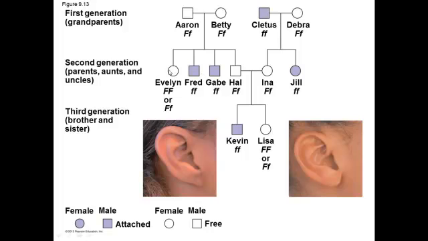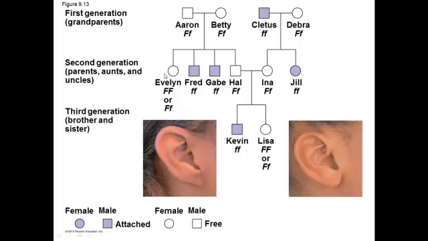Okay, now we're going to move over and look at Hal's family. Hal had 3 siblings, 4 children in total. It looks like 2 brothers with attached earlobes, so their genotype is easy to determine, both homozygous recessive, and then a sister who does not have attached earlobes.